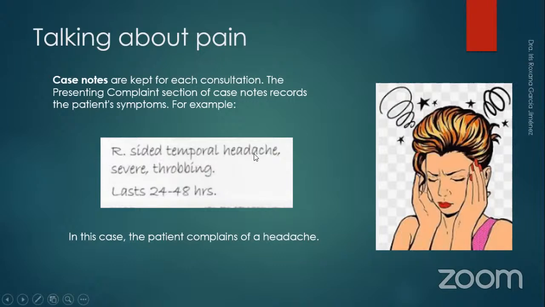Right-sided temporal headache, severe throbbing. We don't need to go around on details or give more words. We all know that it is on the right side, it's a temporal headache, and the character of this. It's lasting 24 to 48 hours, a lot of time. In this case, the patient complains of headache, of course, and we have the details of how the headache is. That's why I'm asking you to practice the case report a lot. Writing again, checking again, rewriting if it's necessary. You will know of these details.